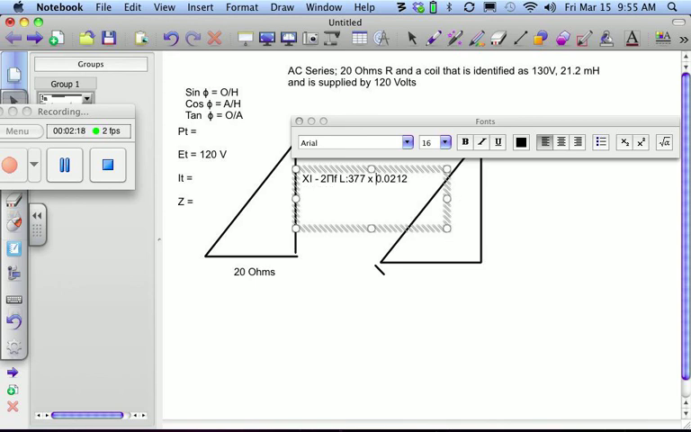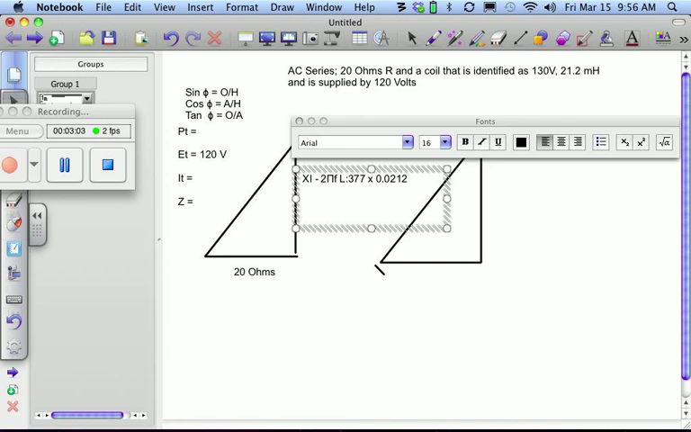Where did I get 377? Where were you on the two lectures where we talked about it? We talked about this 2 different times. 2 pi FL here in the United States. 2, that's a number. Pi is 3.14. F, here in the United States, the frequency is 60 cycles per second. Okay, so 2 times pi times 60 is what? 376.99. That's close enough to 377.